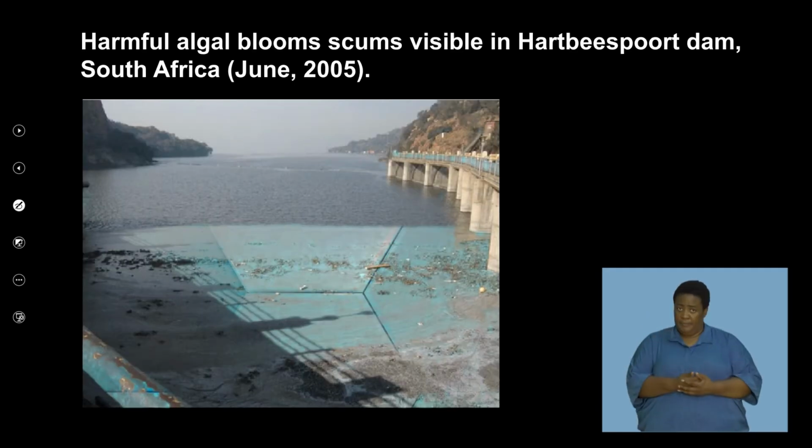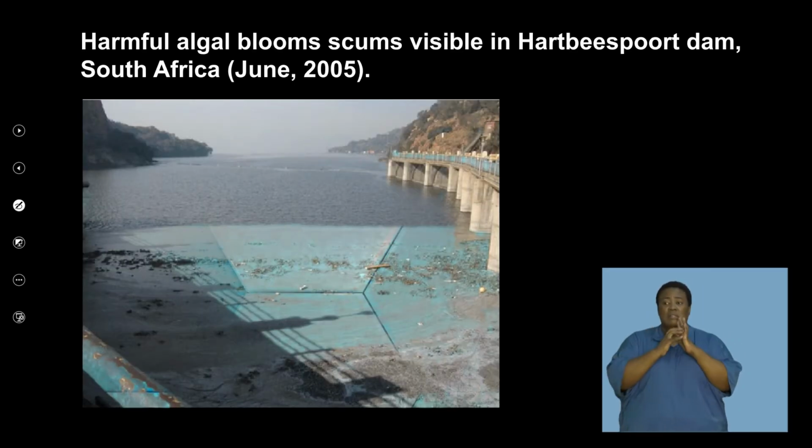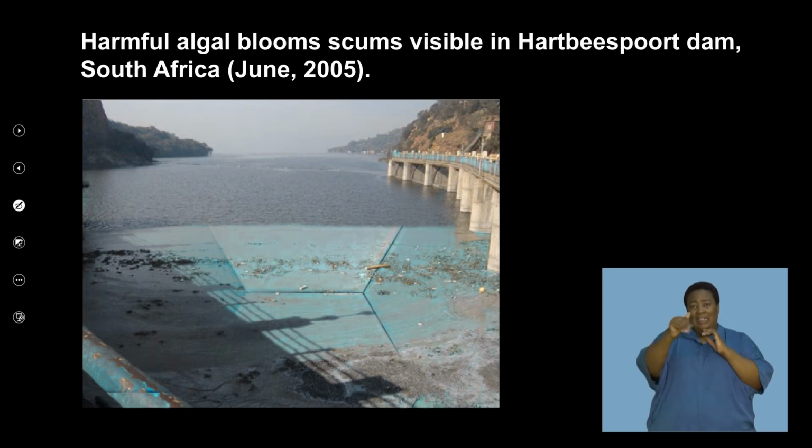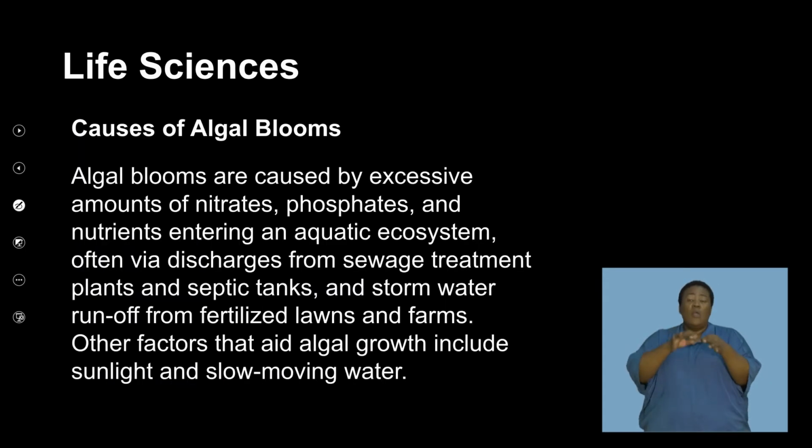Okay, so here's an example, and here you can see algal bloom. This is a kind of picture that you will see in Gauteng when you're going along to the Hartbeespoort Dam, and there you can see the presence of algal blooms in this area. Again, we'll discuss why this happens in the next slide. So what causes algal blooms?